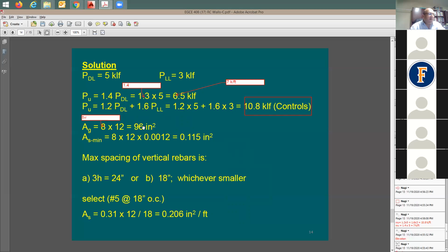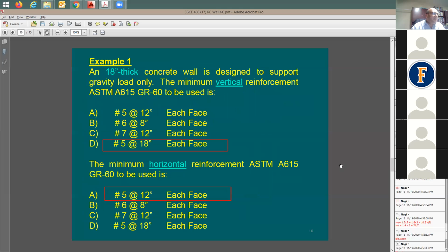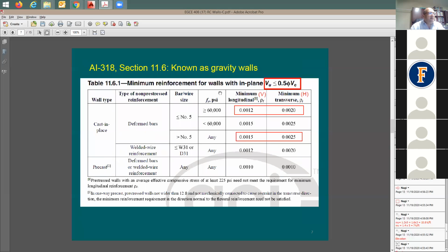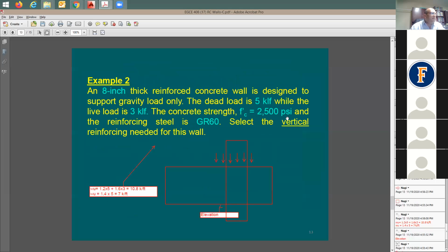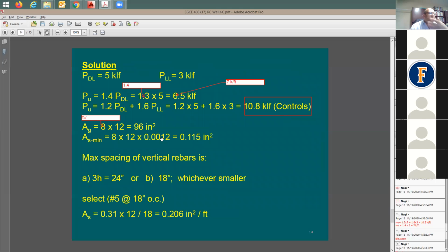Your minimum reinforcement, if you are planning to use number 5, and don't forget I'm trying to use number 5, is going to be 0.0012. How do I know this? I'm going to go back to my table. It says the minimum vertical reinforcement ratio is going to be 0.0012 when I have rebar number 5 or smaller. I'm planning to use number 5. It's very convenient when you use number 5, easy to bend, easy to fabricate and work with. Here's the 0.0012. It means that I need at least 0.115 square inches.